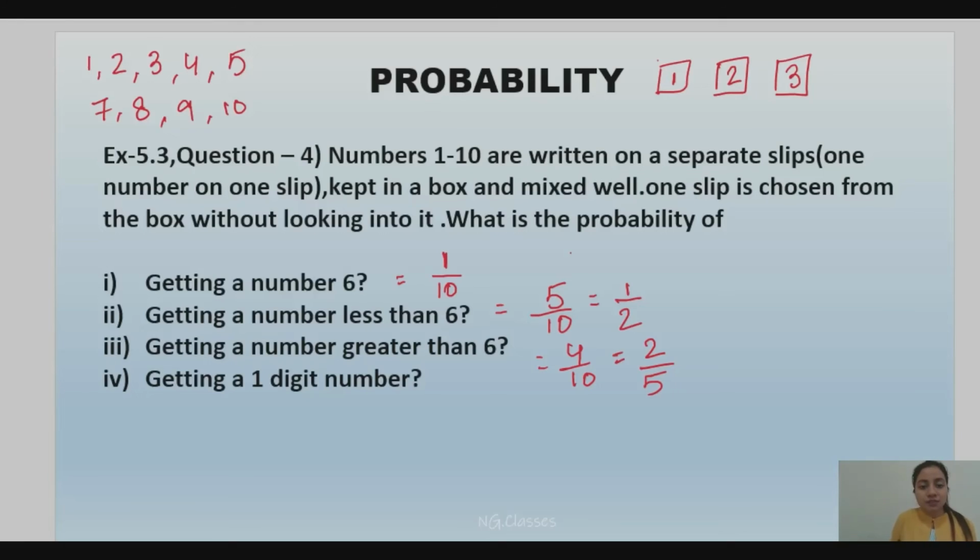Got it? Similarly, we will do the fourth one, getting a one digit number. How many numbers are we having which contain only one digit? All the numbers are one digit numbers except 10. So till 9, all the numbers contain one digit only. So what is the favorable number of outcomes? It's 9. So favorable number of outcomes by total number of outcomes, 10. So 9 by 10 is the probability of getting a one digit number. Got it? We solved this question based on the previous concept only.